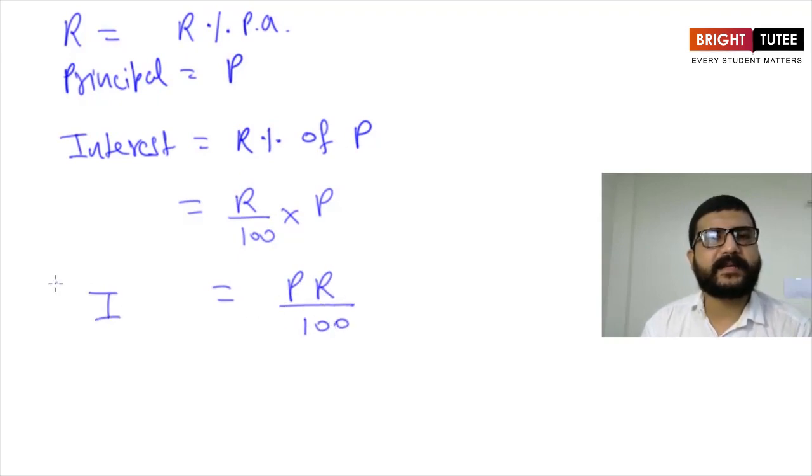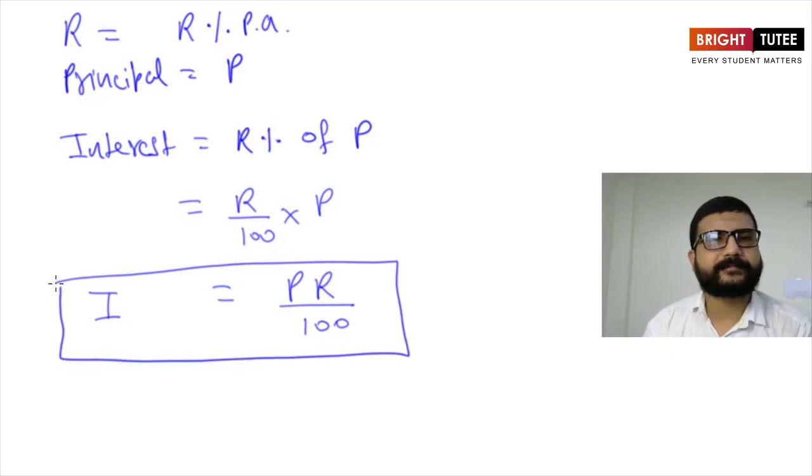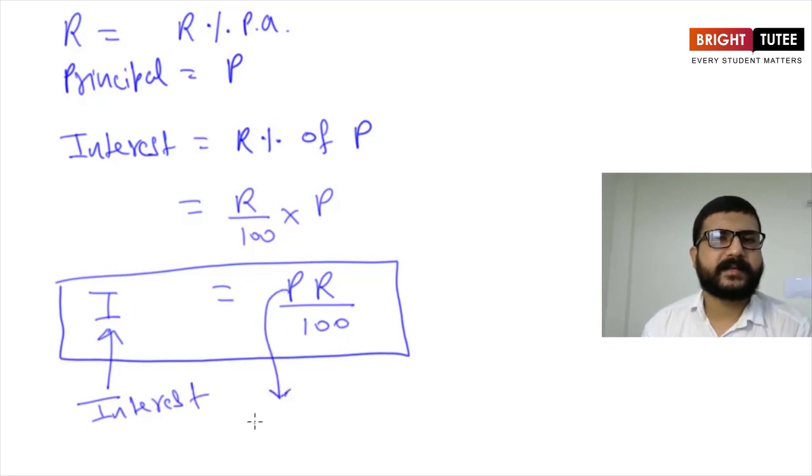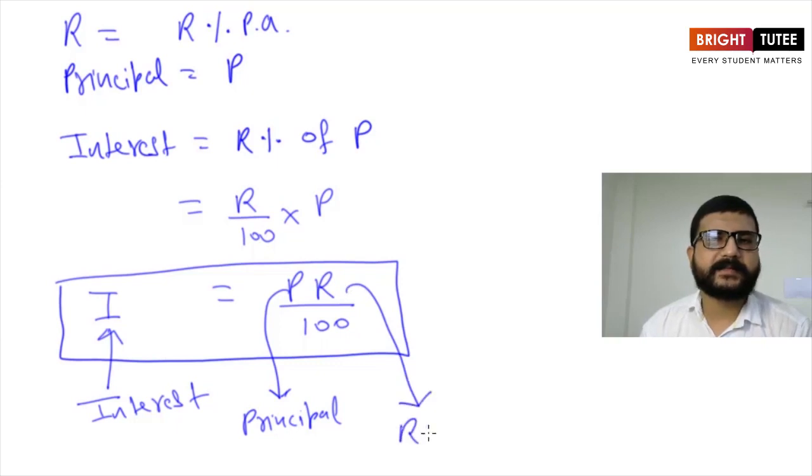So interest is basically equal to PR upon 100, where P is the principal, R is the rate of interest and I is the interest here. This is interest. This P is principal. This R is rate of interest. So by using this formula also we can find the interest to be paid at the end of the year.